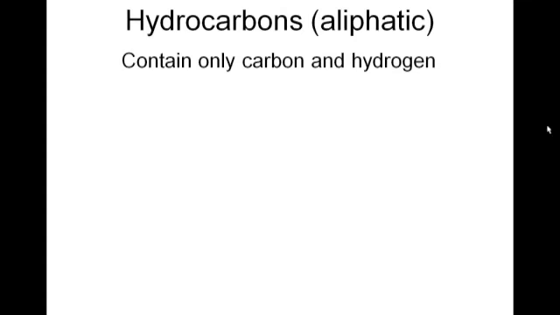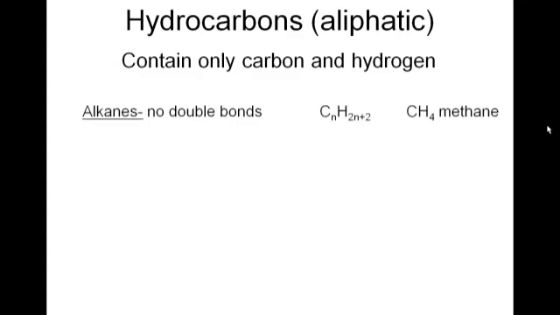I've already mentioned that hydrocarbons contain only carbon and hydrogen, and today we're only going to be discussing aliphatic hydrocarbons. So within aliphatic hydrocarbons, we can divide these into several different categories. First, there are the alkanes, and I've already talked to you about the formula for a hydrocarbon which has no double or triple bonds or no rings, and that formula is CnH2n+2. And a good example of this, and the simplest example, is the hydrocarbon CH4, or methane.